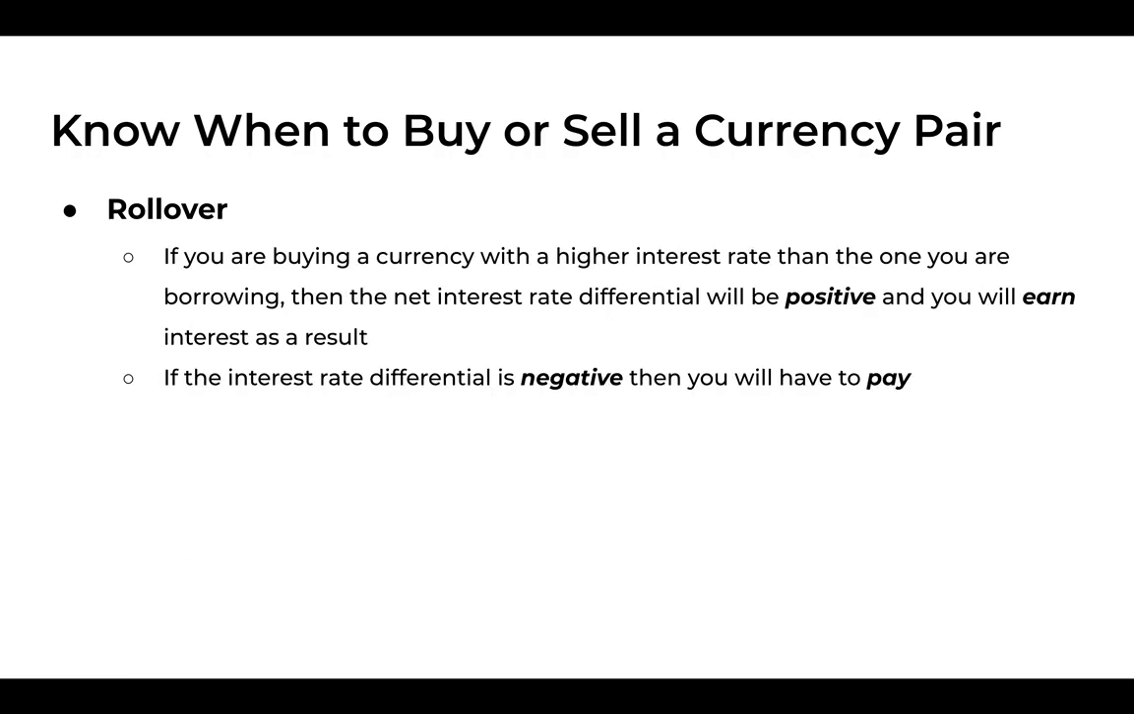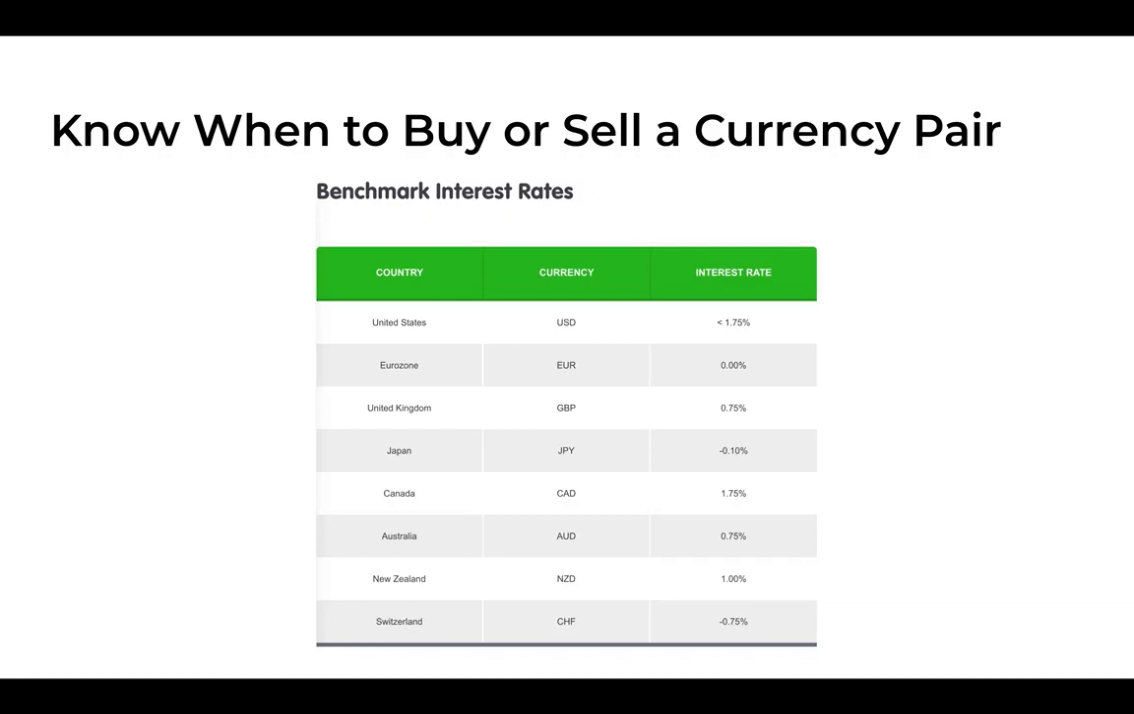So if you're buying a currency with a higher interest rate than the one you are borrowing, then the net interest rate differential will be positive and you will earn interest as a result. If the interest rate differential is negative, then you'll have to pay. So it's not going to be a lot of money that you earn or pay. These are the interest rates, and basically it's calculated based on the pair. Each pair will be different based on what currencies are paired up in what you're trading, and that will be able to calculate the rollover rate. But again, it's not going to be a lot. Not really something that I worry about too much or would recommend worrying about too much unless you're trading on a very long-term time frame where you're going to be holding positions for weeks, months on end, even years on end. That's when you should worry about rollover.